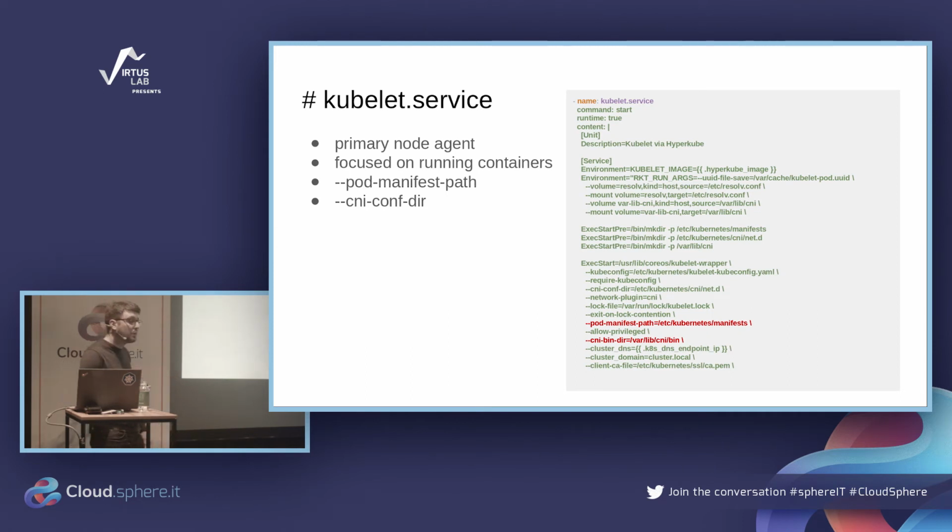Like I said before, kubelet is a primary node agent. It's focused on running containers, and during startup it loads Kubernetes manifests specified by the pod manifest path. So it will load the Kubernetes manifests one by one. On the other hand, it takes care of configuring the container network interface on this node based on the CNI confdir parameter with configuration for CNI.